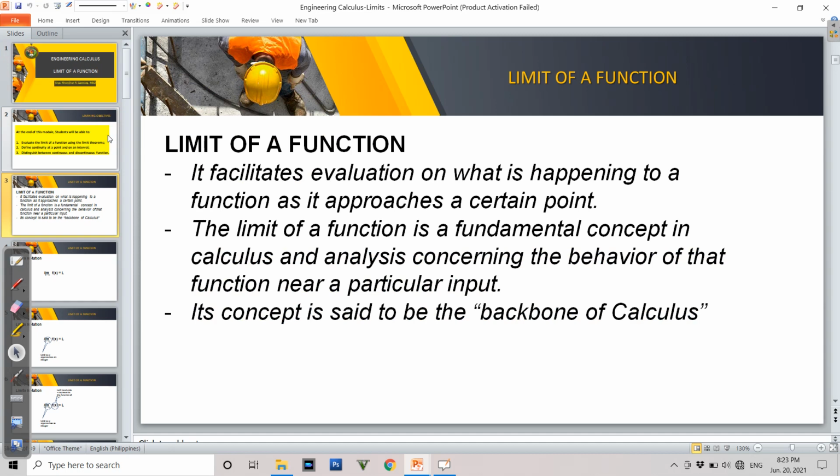So it might be recalled in your functional notations topic that in every independent variable there is a corresponding dependent variable or vice versa. So as we substitute a certain independent variable, there is a value for that dependent variable, and that value is actually changing. That is why it is called a variable. So the limit of a function facilitates what is happening on that function.